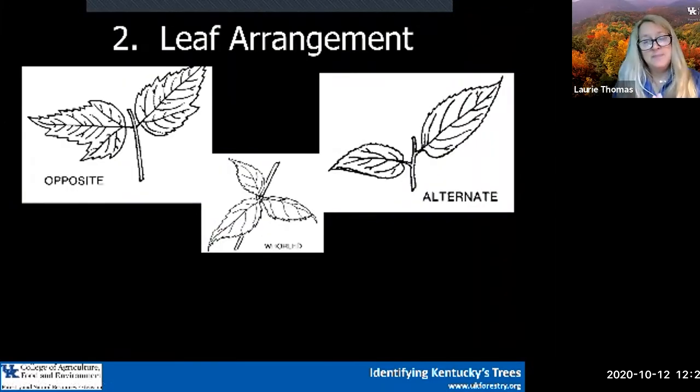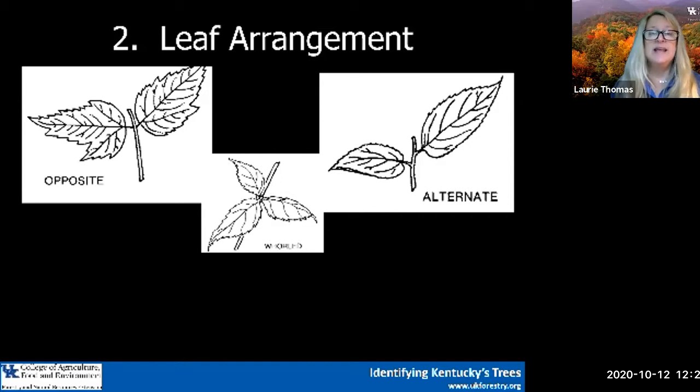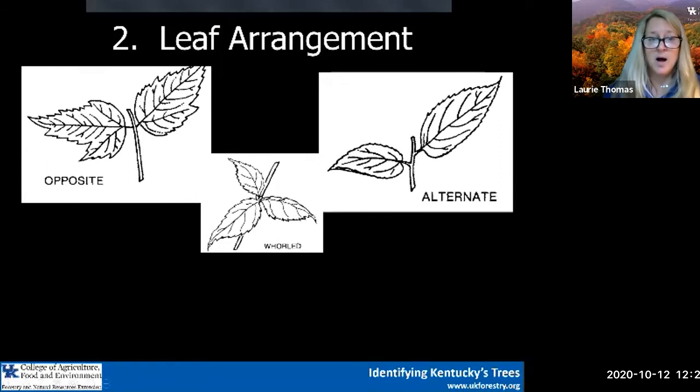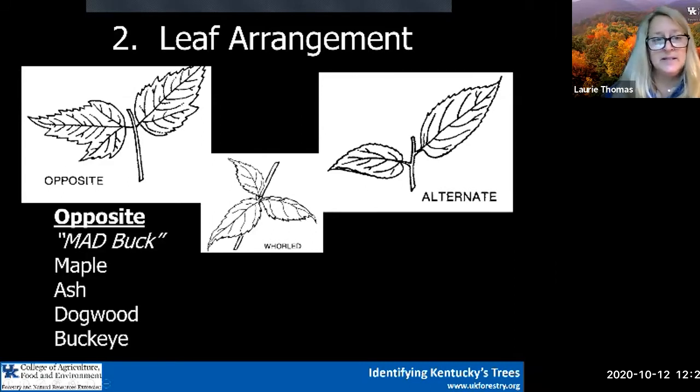Okay, so we talked about what kinds of leaves we have. Do you have a needle leaf or do you have a broad leaf? The next question that you're going to run into on a key is going to ask you about how those leaves are arranged on the twig. And we've got three arrangements: opposite, whorled, and alternate. So let's start with opposite. Our oppositely arranged leaves, as you can see, grow right across from each other on that stem. It's like right across the street.